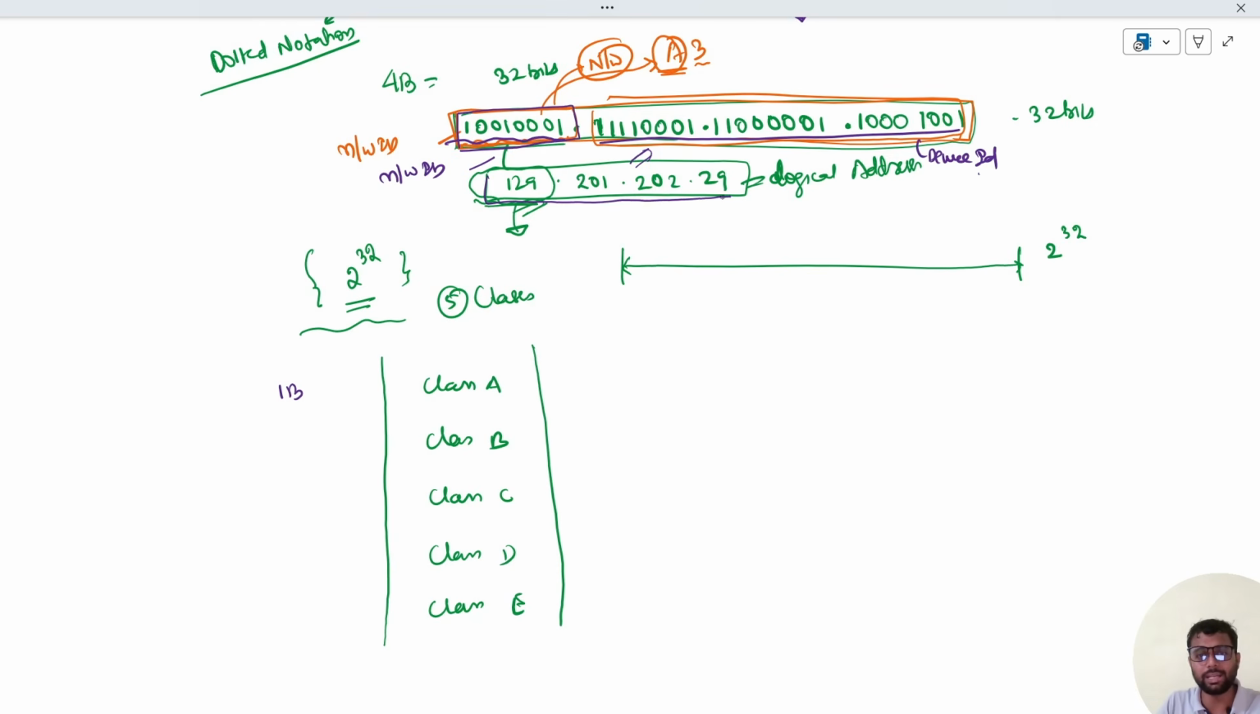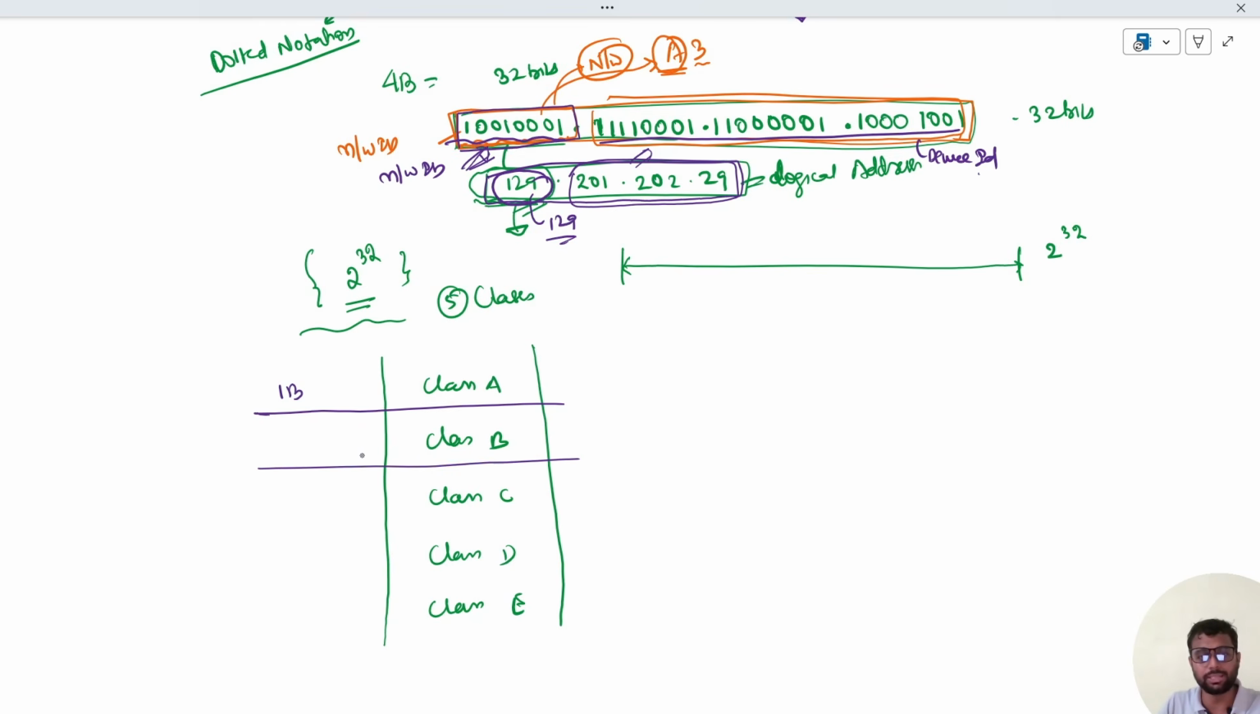129.201.202.29 and I'm saying that this is a class A address, you will immediately recognize that the network ID is how much? 129. And the remaining is what? The device ID. Correct? So 1 byte for class A, the one entire byte we are using for what? The entire byte we are using for network ID.